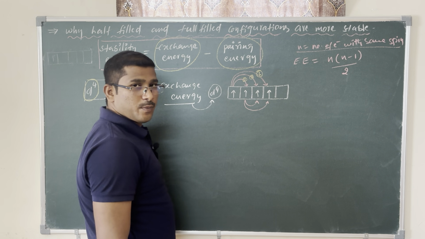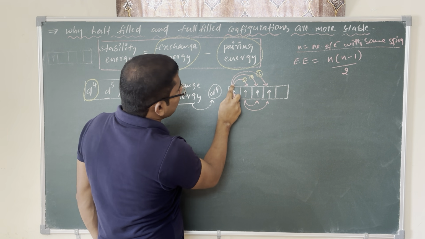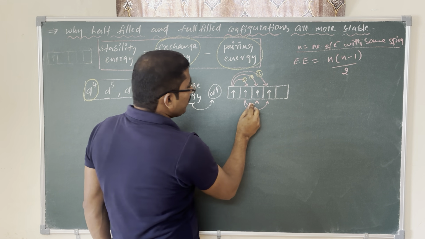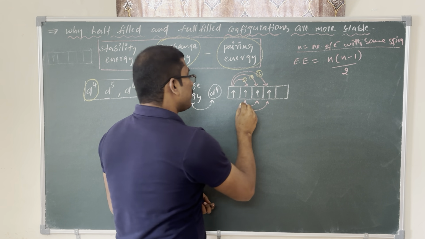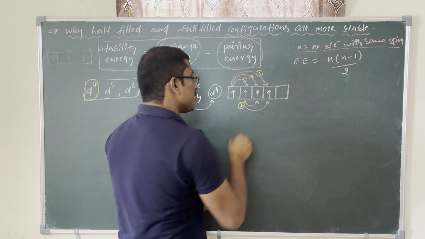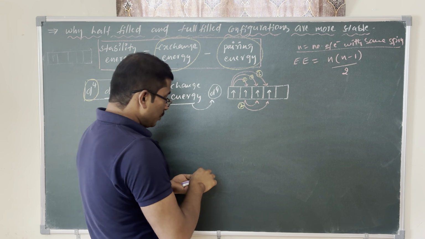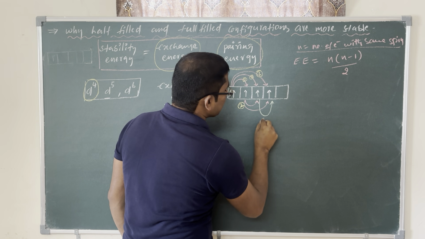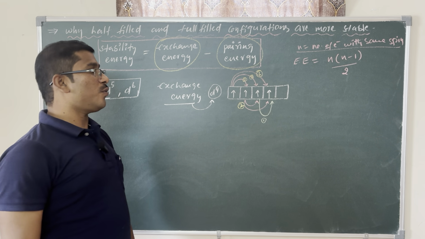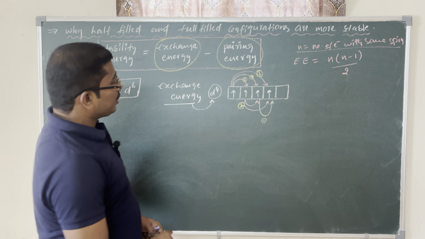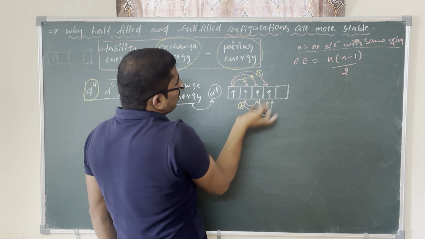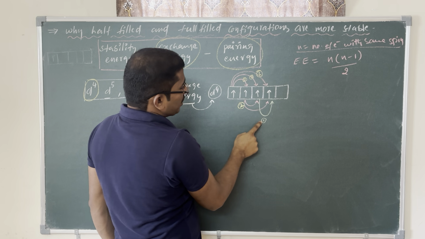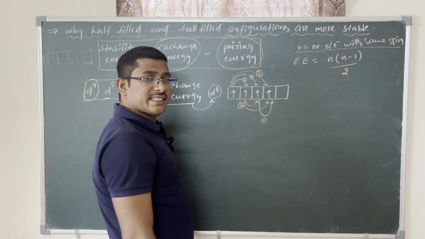Now with respect to the second electron, how many exchanges are possible? 2 exchanges are possible. The exchange with the first is already completed, so don't count it again. With respect to the third electron, how many exchanges are possible? Only 1 exchange is possible. That means in the d4 configuration, the total is 3 plus 2 plus 1, total 6 exchanges are possible.